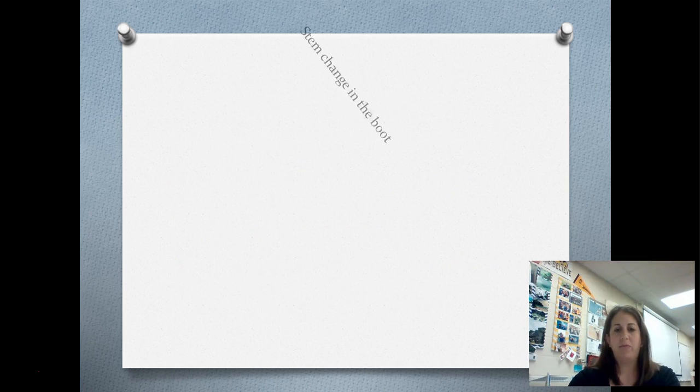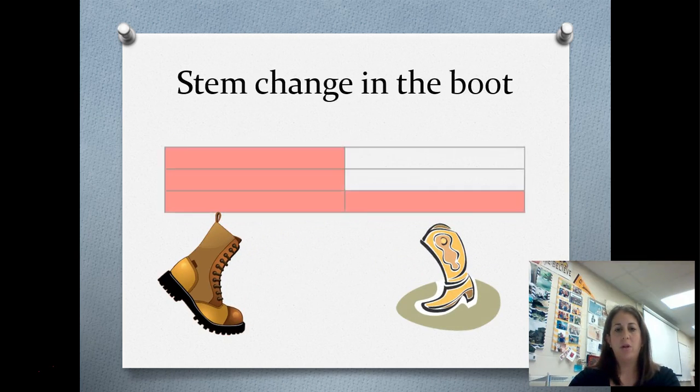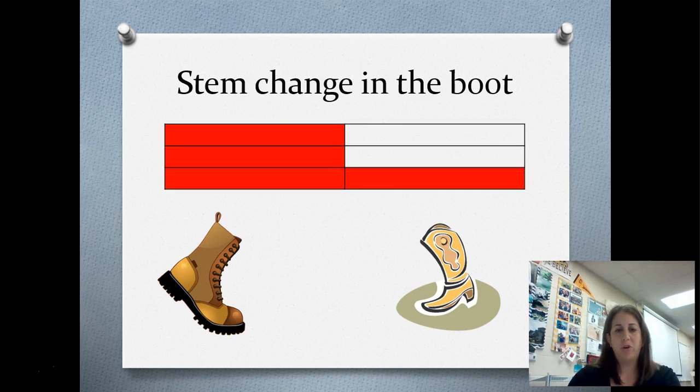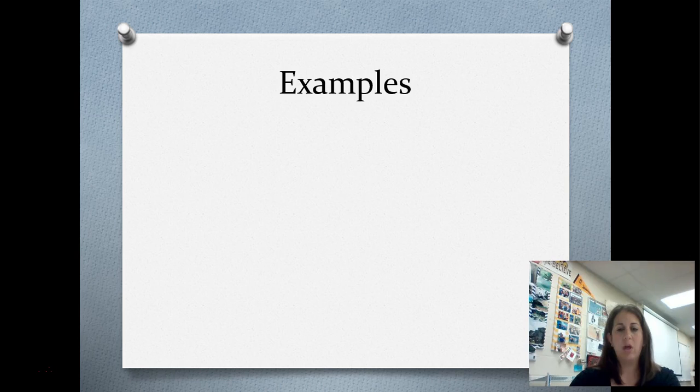And remember, those stem changes, sometimes we call these boot verbs. That helps us remember that there's a stem change in the boot. Now, one of the things that's difficult, before I continue on, is that we have no way of really knowing if a verb is a stem changer other than to memorize it. So you are going to get a list of common stem changing verbs. Make sure that you become comfortable with that list.